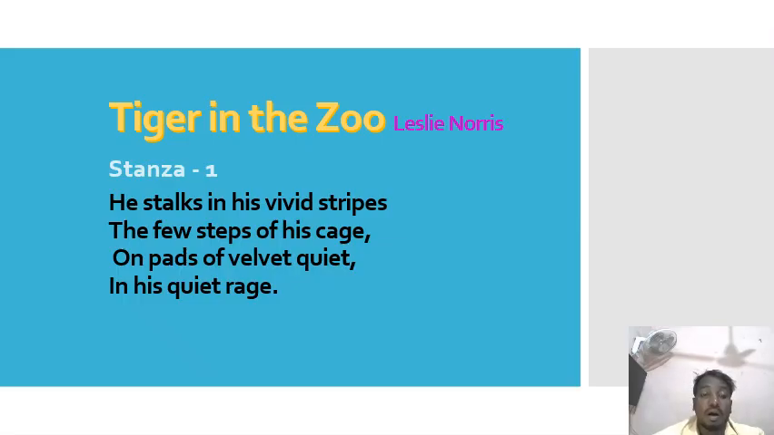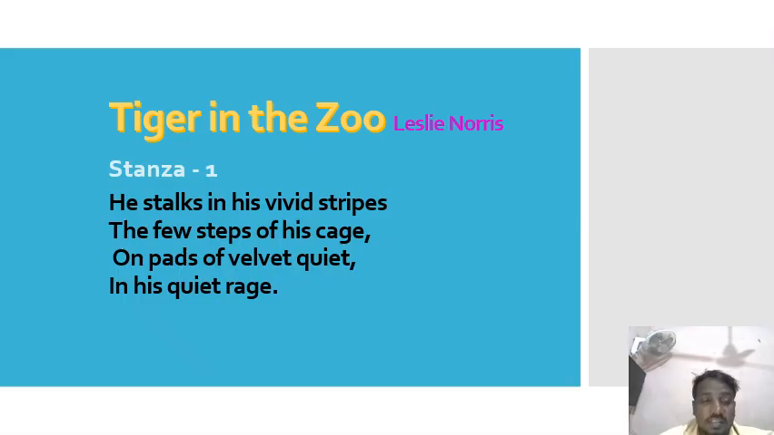That means the nature of a tiger is to move around in the jungle with full speed and with its full force. But here inside the cage, the tiger is not able to move because it's inside a cell. Since he is not moving like a tiger in the jungle, his pads have become like velvet.